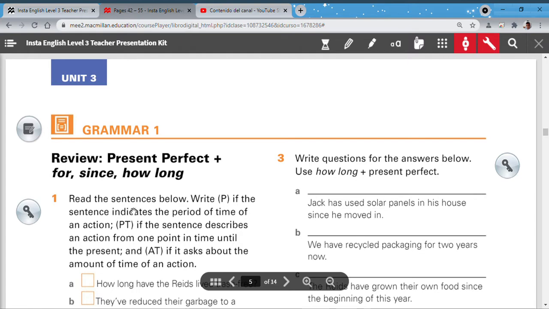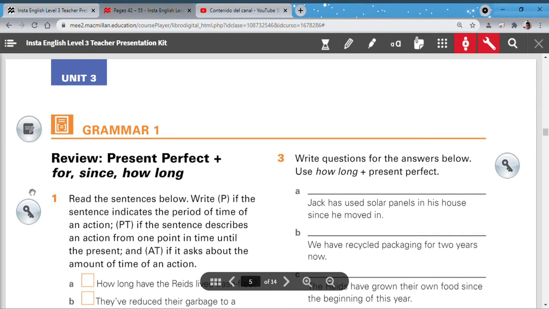Read the sentences below. Write P if the sentence indicates a period of time of an action. PT if the sentence describes an action from a point in time until the present. Or AT if it asks about the amount of time of an action. Okay? So, kind of difficult.